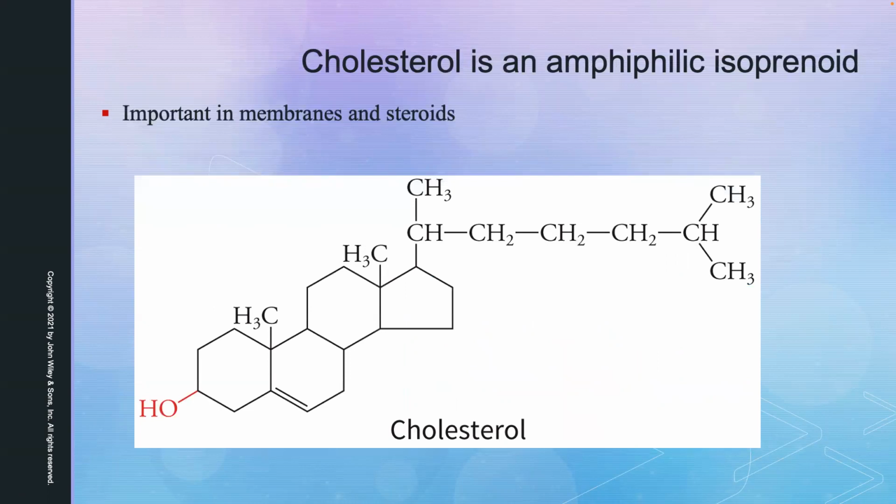One thing I want to talk about is that some lipids are derivatives of isoprene. These can include vitamins A, E, D, and K. But one that is really important is an amphiphilic isoprenoid, and that is cholesterol. I'm sure you guys have all heard about cholesterol.